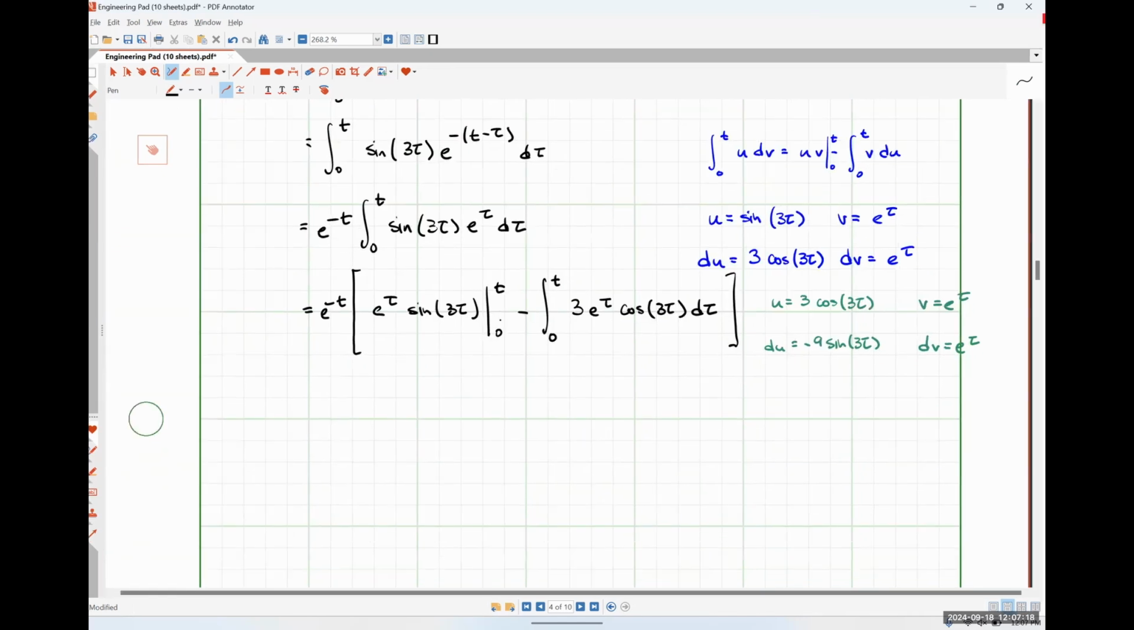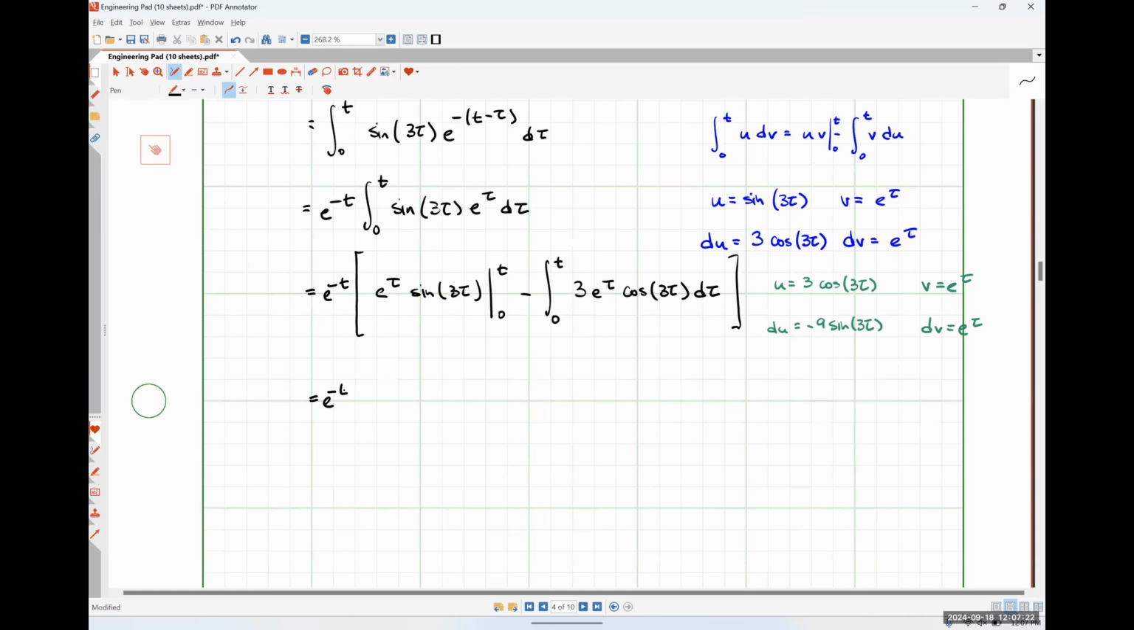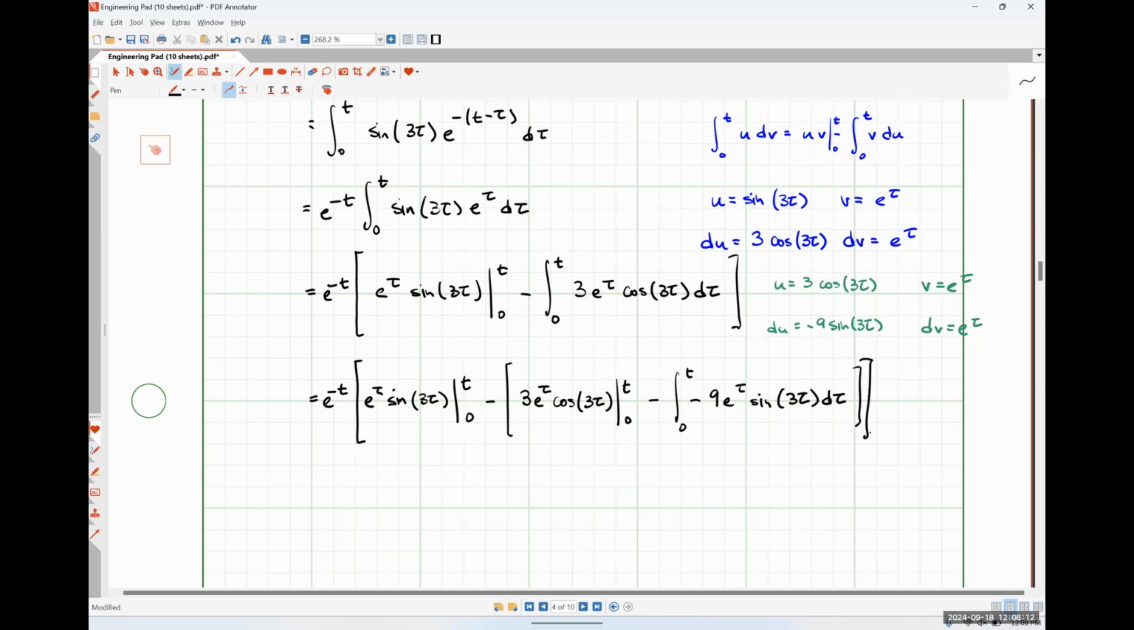So now I'm going to have this behemoth, e to the negative t, multiplied by e to the tau sine 3 tau, evaluated at t and 0, minus, open another bracket here, 3 e to the tau cosine 3 tau, evaluated at t and 0, minus the integral from 0 to t of negative 9 e to the tau sine 3 tau d tau, close bracket, close bracket.